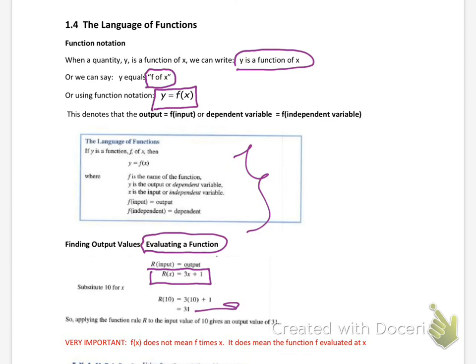Very, very important: f of x does not mean f times x. It does mean the function f evaluated at x. That is huge, and that is a point of confusion for many a student. So make sure that you are clear about that and that you understand that yourself.